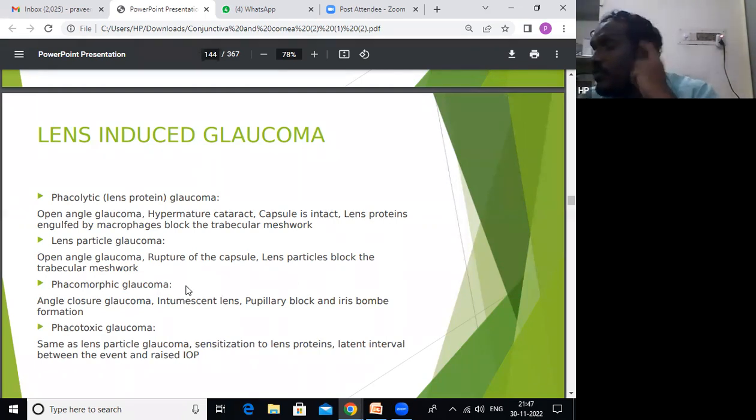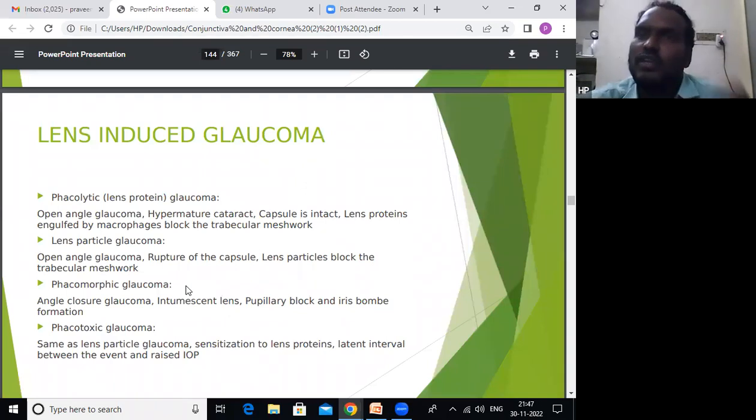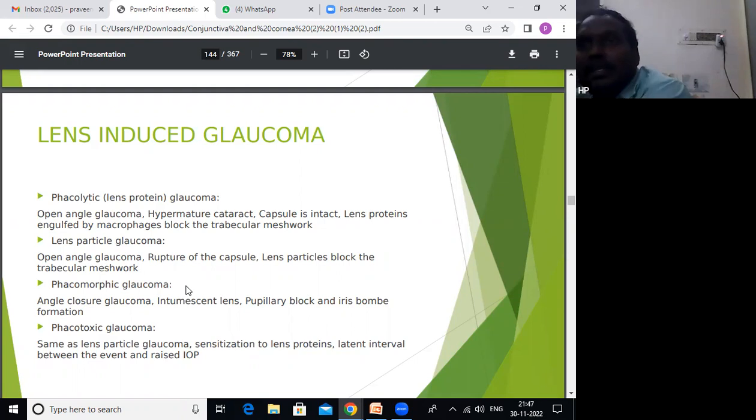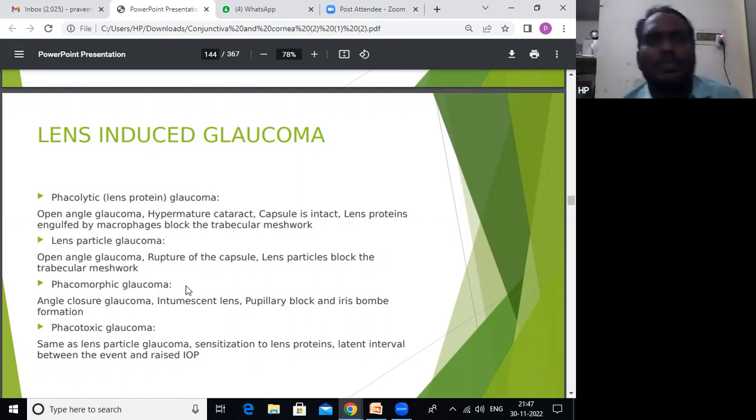Then we come to the third situation where there is a sudden injury to the lens. There's a penetrating injury, and the capsule of the lens is breached. Now here the lens protein will not come out; particles of the lens will come out directly, and they will go and block the trabecular meshwork directly, not through macrophages. There is a rise in intraocular pressure. That's why it's called lens particle glaucoma.